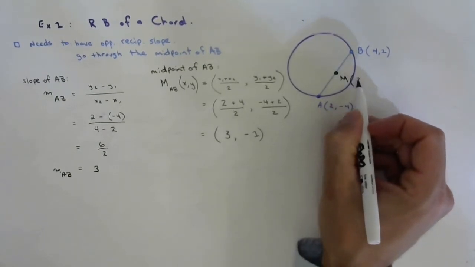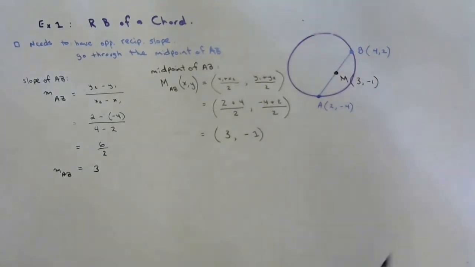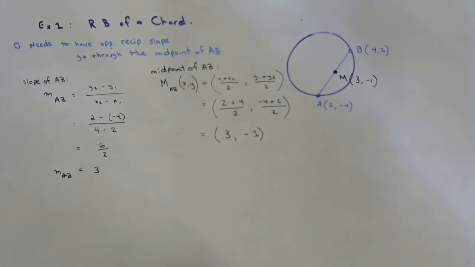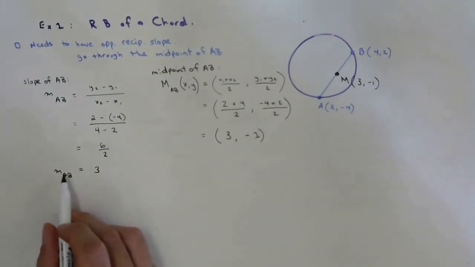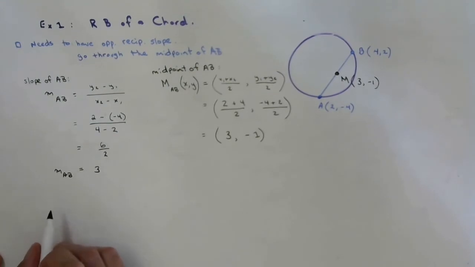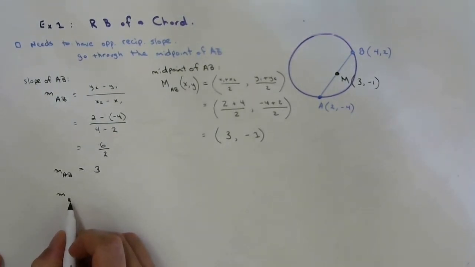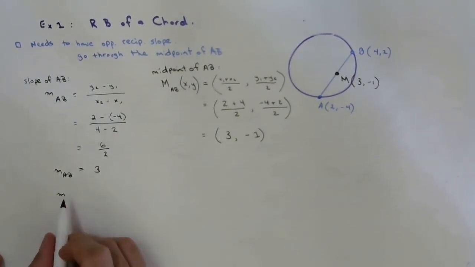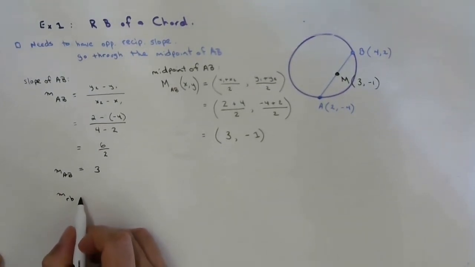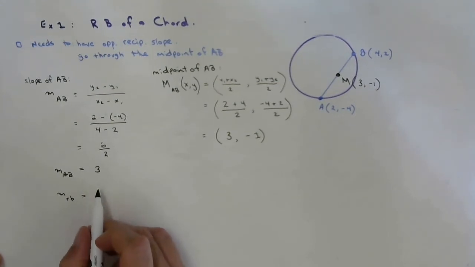Midpoint at 3, negative 1. Okay, so the right bisector, coming back to our slope thing here, the right bisector is perpendicular to AB. So the slope of the right bisector, RB, is going to be the opposite reciprocal. Go ahead and jot down the opposite reciprocal of a slope of 3.